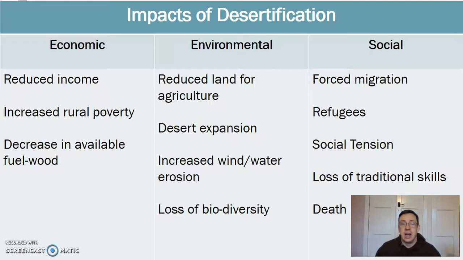Environmentally, you're getting less land that's suitable for agriculture. The deserts are literally growing. Desertification does mean the growth of deserts. You're increasing the rates of water and wind erosion, and because you're increasing the stretch of the deserts, you tend to be reducing potential biodiversity as well. Socially, we've got forced migrations, refugees, social tensions, a loss of traditional skills, and rather pointedly death. People do die because of desertification and the loss of arable land or agriculturally suitable land around the world.